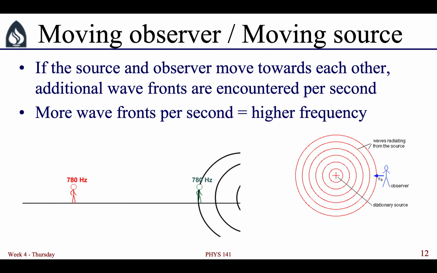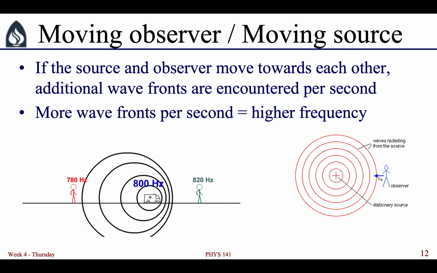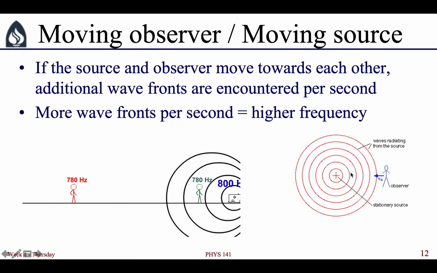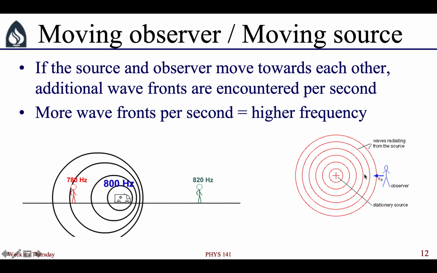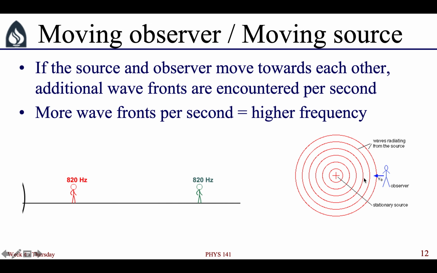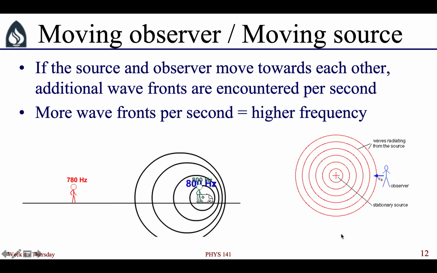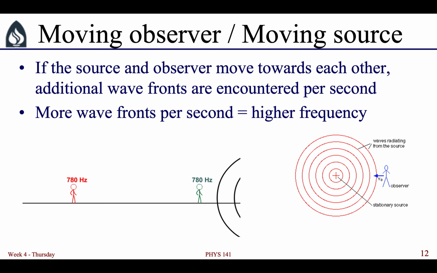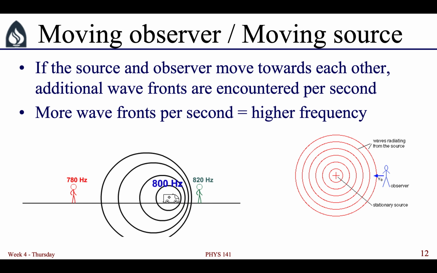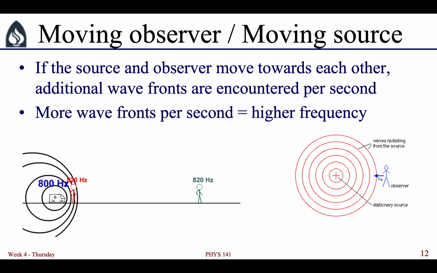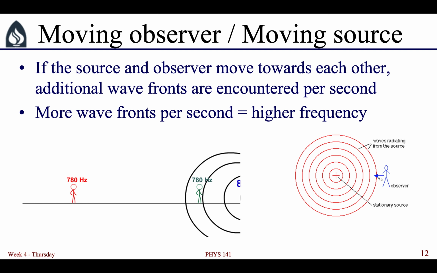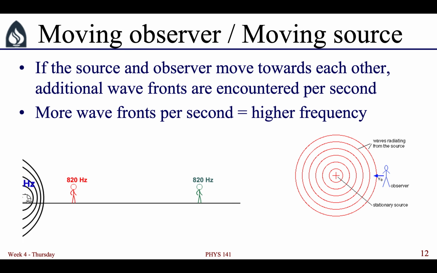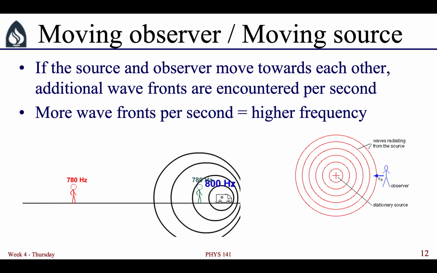So this shows what happens with a moving source. The observer could also be moving, and in this cartoon picture you can see that if an observer is running towards the source of the sound, they would be running into additional wavefronts per second. You can think of this like a boat moving through water that has waves in it. If the boat goes into the waves, it will encounter more wave fronts, more wave peaks per second than if it were stationary. And so the pitch or the frequency of encounters is going to be higher.